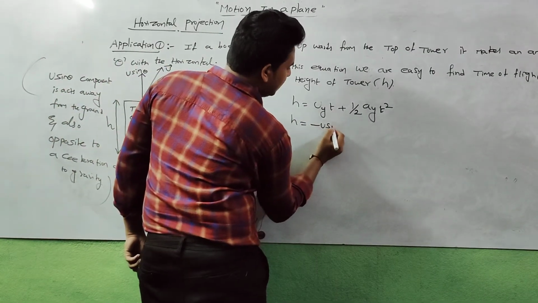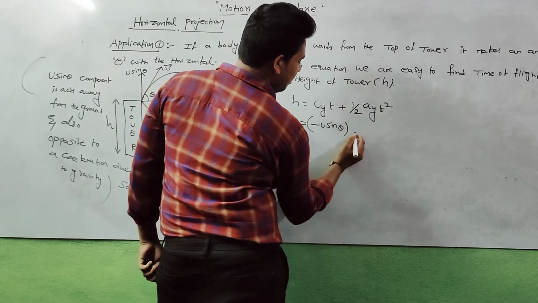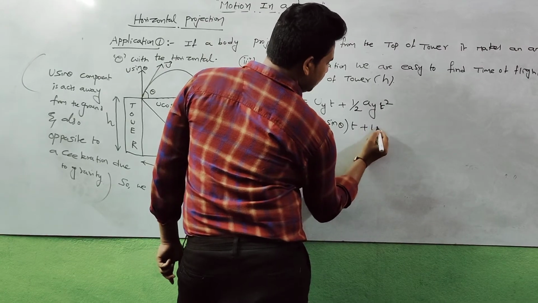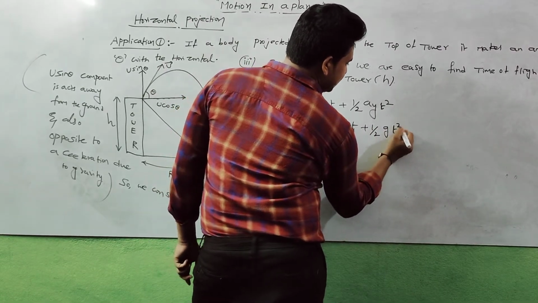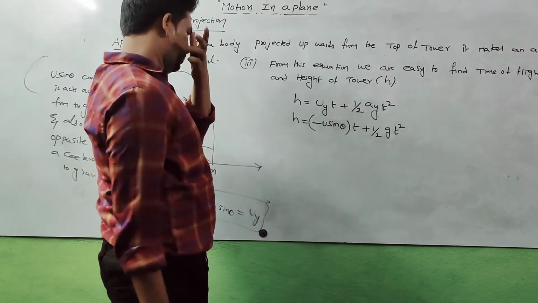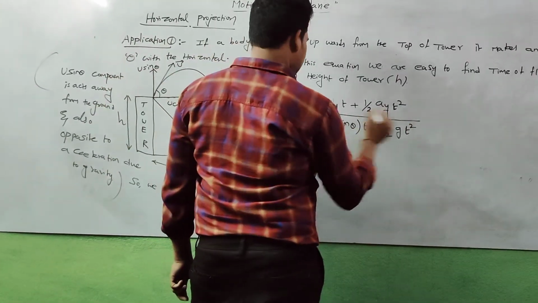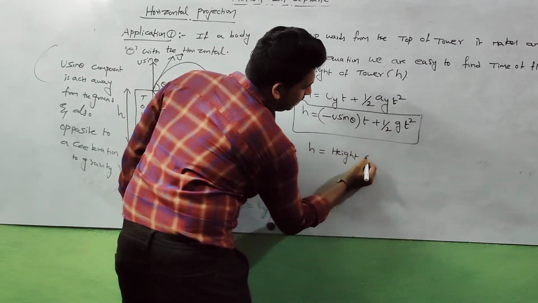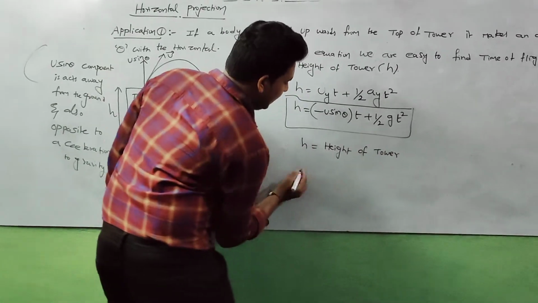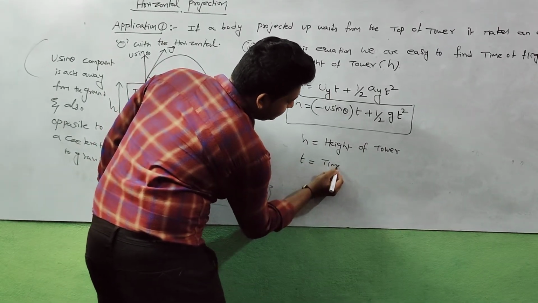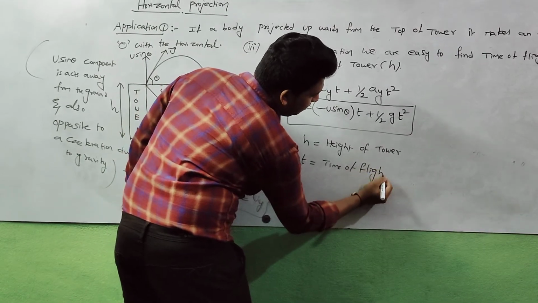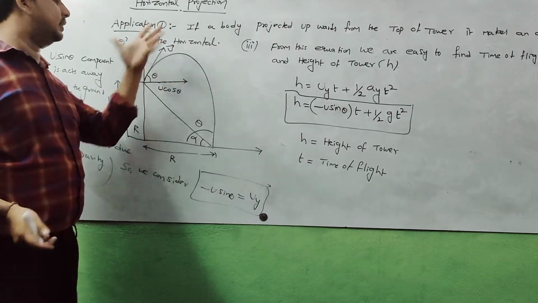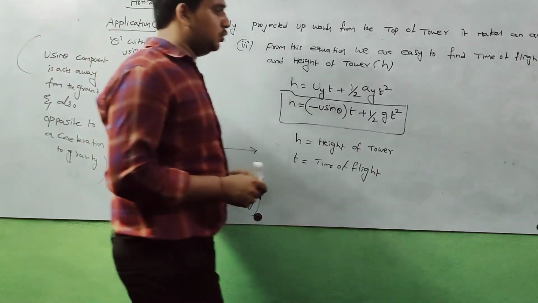That means h is equal to minus u sin theta into t, where t is the time of flight, plus half g t square. So this is a formula. Here h means height of tower and t means time of flight. So this is the third point in the first application.